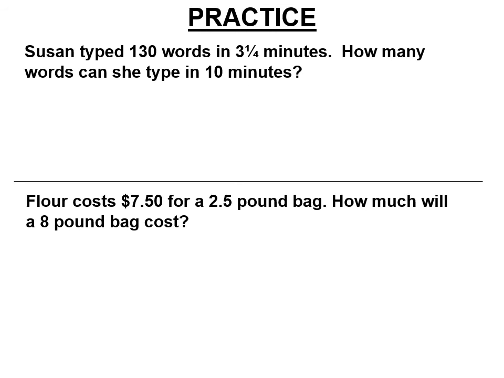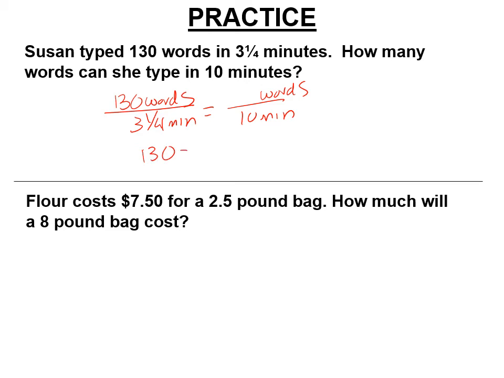Okay, so let's practice. Susan typed 130 words in 3 1/4 minutes. How many can she type in 10 minutes, right? How many words? So we're going to simplify the one we have. 130 divided by 3 1/4. That should be neater. Is 130 divided by 13/4, which is 130 times 4/13. So that nicely cancels to 40 words per minute.